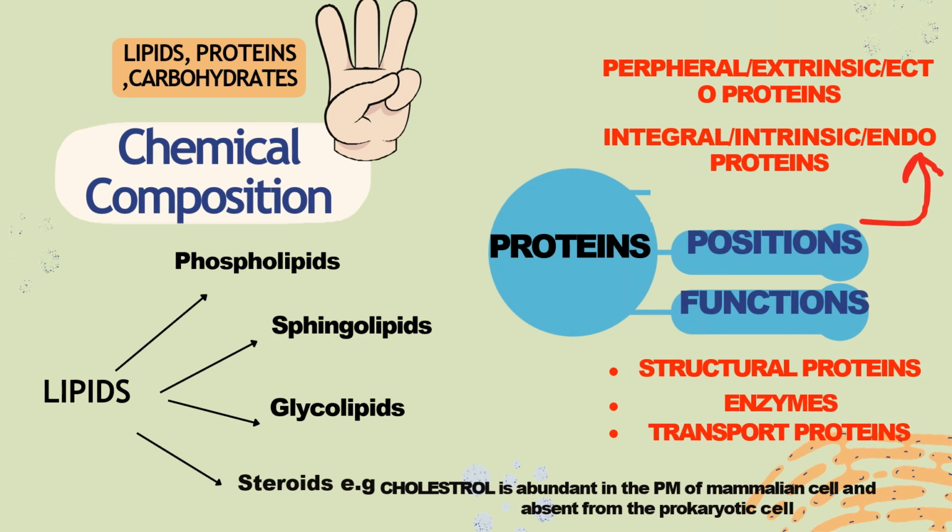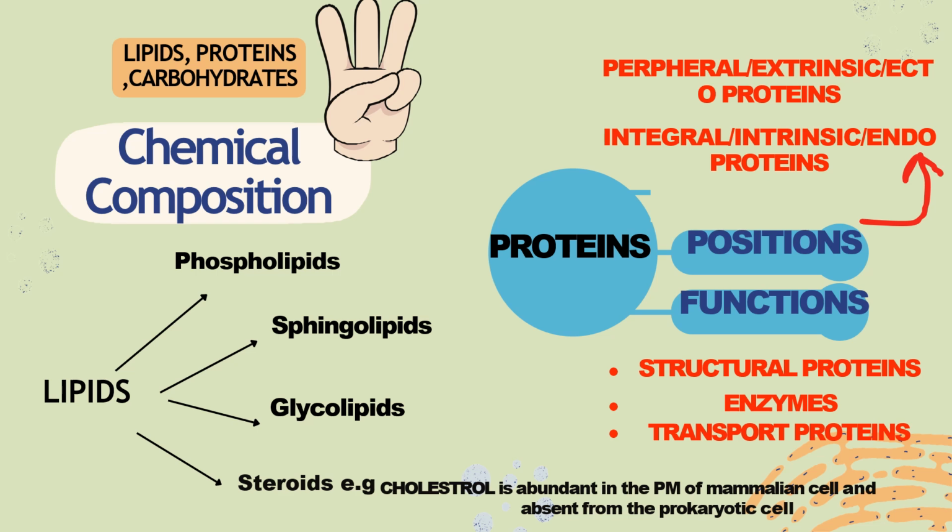Now let's take a look at the chemical composition of the plasma membrane. The plasma membrane is primarily made up of lipids, proteins, and carbohydrates, each playing a vital role in maintaining the membrane's structure and function. Lipids. The most abundant component of the plasma membrane is lipids. The four main types of lipids found in biological membranes are phospholipids, glycolipids, sphingolipids, and steroids, with cholesterol being a major example. These lipids work together to create a flexible yet sturdy membrane structure.